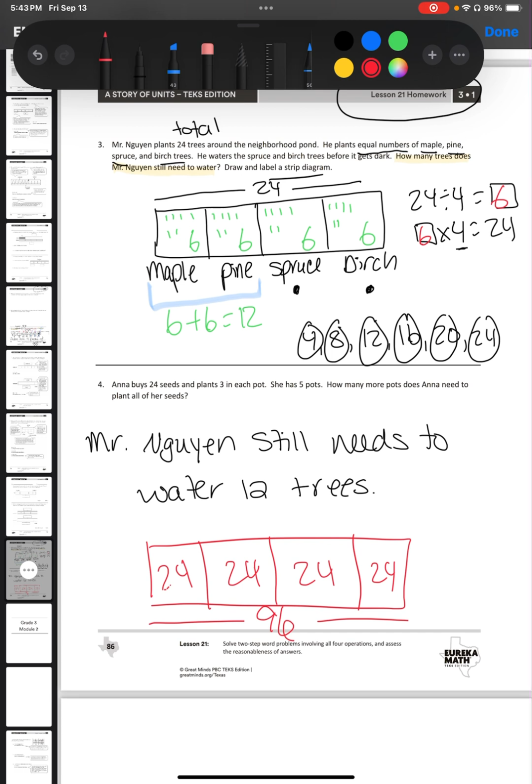Yes, it takes 2 or 3 extra minutes to do, but it's a good habit to get into, and it's a good way to check your answer for reasonableness. Does your answer make sense? Is that a logical answer?